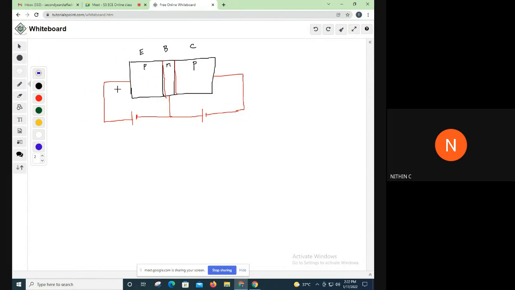Since this is the emitter region, this p type will be heavily doped. That is, we will be having more carriers in this region. This region, the base, will be lightly doped, and it is thin in size also. And the collector region will be moderately doped, and it will have the largest size, since it has to dissipate more energy, so it will be much larger when compared to the other two regions.